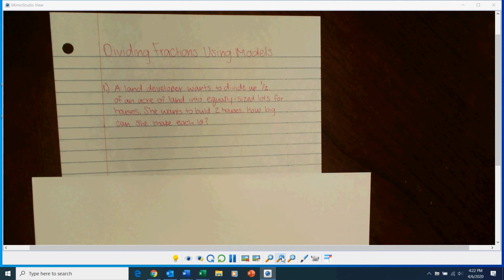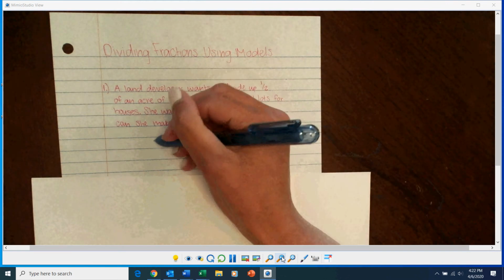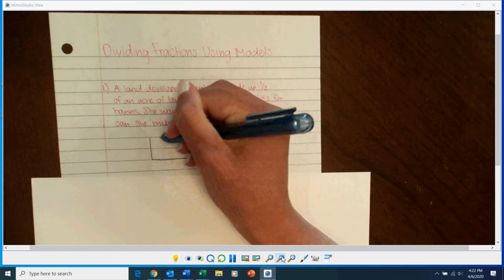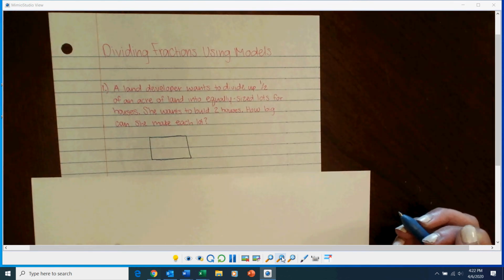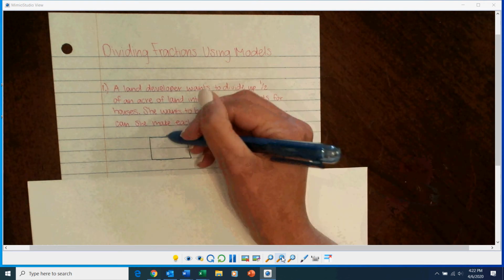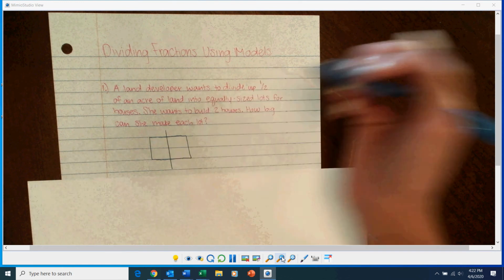Number 1 says, a land developer wants to divide up 1/2 of an acre of land into equally sized lots for houses. She wants to build 2 houses. How big can she make each lot? The first thing I need to do is draw my 1/2 acre of land. I'm going to do that by drawing a square. This represents my 1 acre. So if I want to show 1/2 of an acre, I am going to divide it in half.